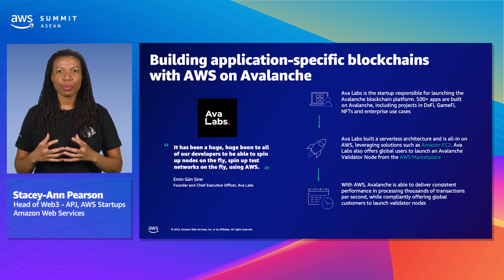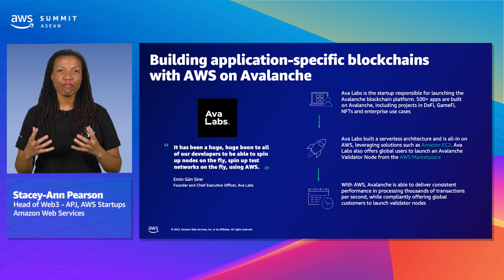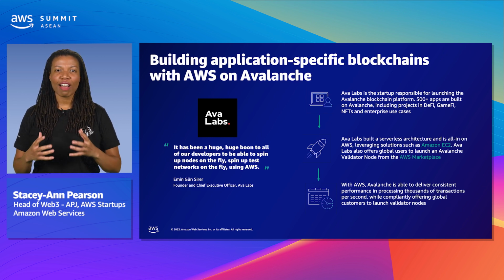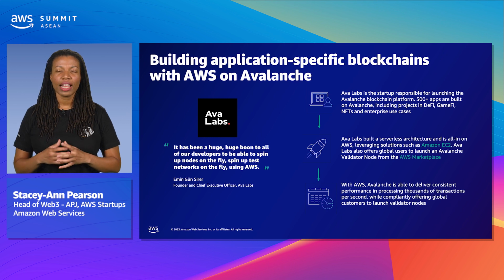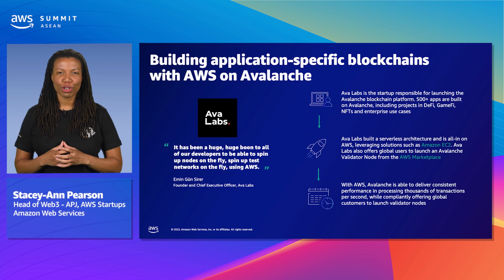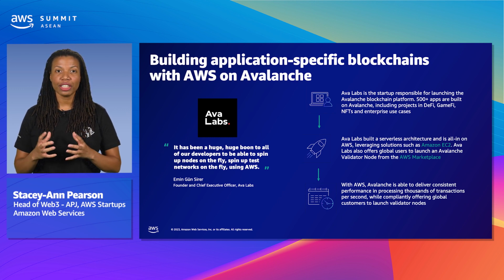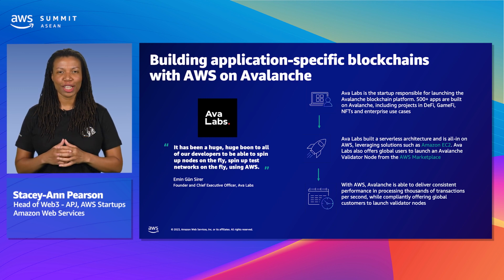Our second example is about how AWS will support Avalanche's infrastructure and ecosystem through one-click node deployment in AWS Marketplace. Avalanche is a blockchain platform created by Ava Labs. There are over 500 applications built on this network, including use cases for DeFi, GameFi, NFTs, and enterprise engagements. Ava Labs built a serverless architecture and leverages solutions such as Amazon EC2 for compute. There was an announcement about how Ava Labs offers global users the option to launch Avalanche Validator Node through the AWS Marketplace to simplify and scale Avalanche blockchain adoption.